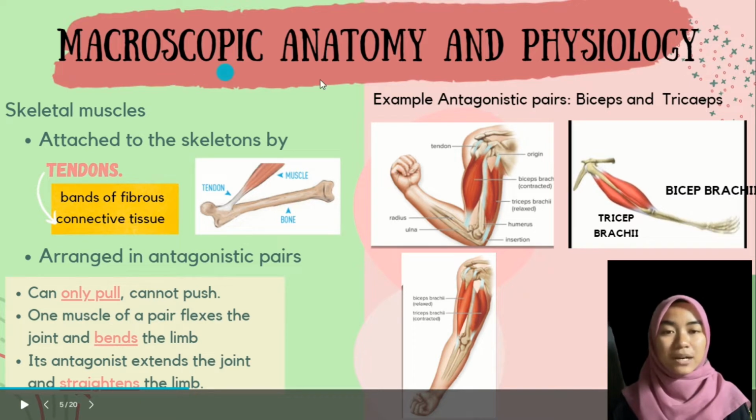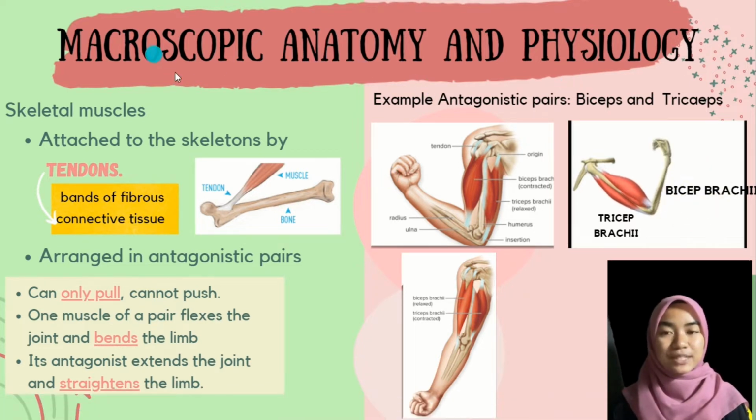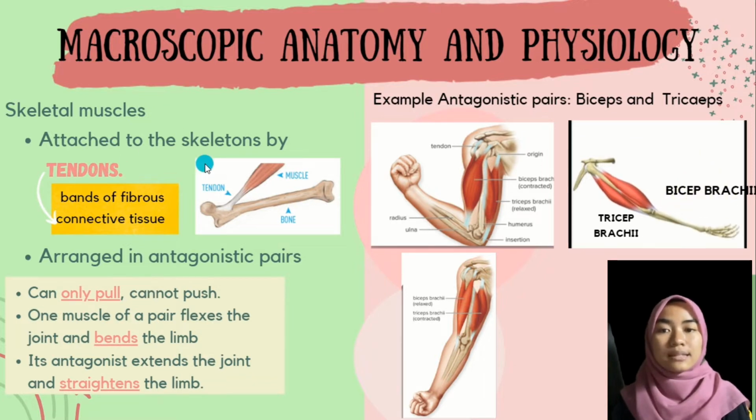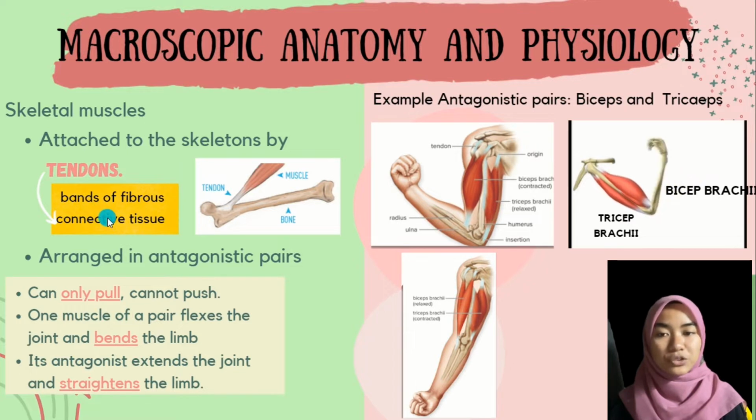So next is microscopic anatomy and physiology. We will see the details about skeletal muscle. Skeletal muscle is attached to the skeleton by bands of fibrous connective tissue called tendons. Skeletal muscle is arranged in antagonistic pairs. Antagonistic muscles can only pull and cannot push.